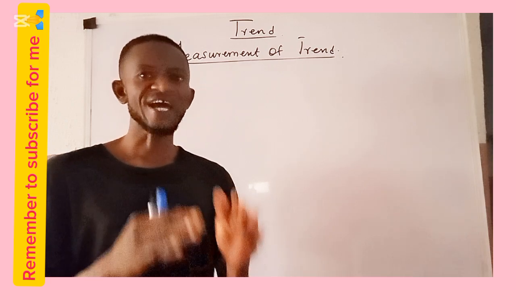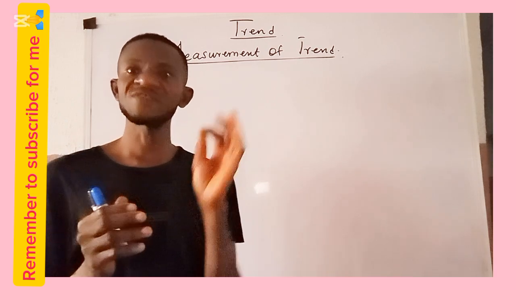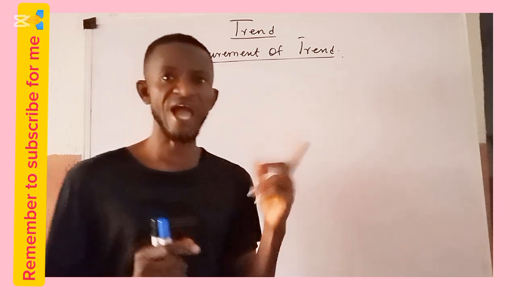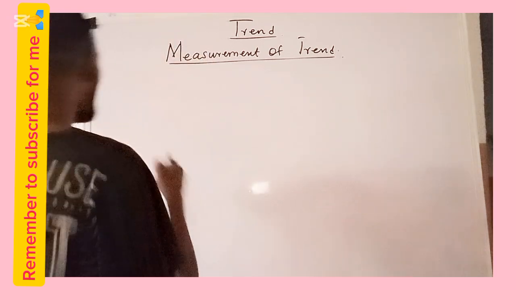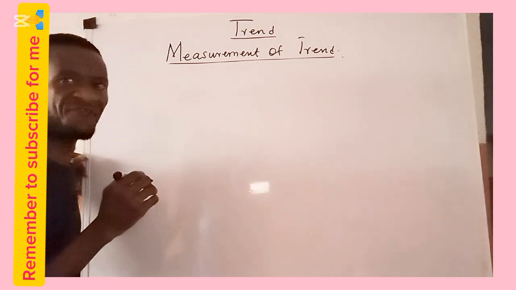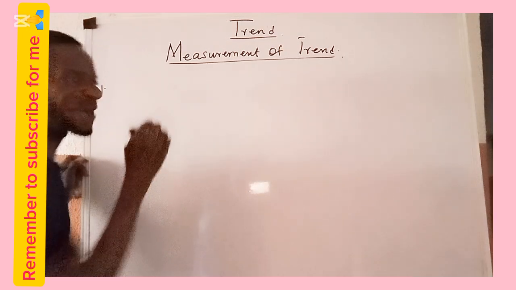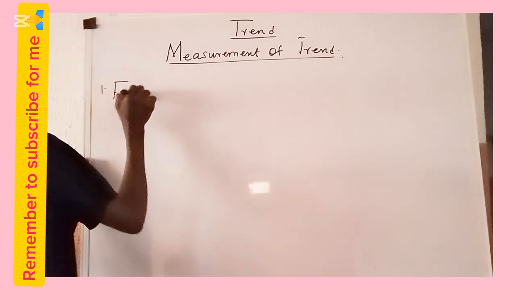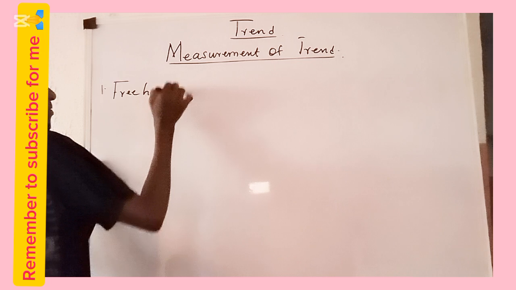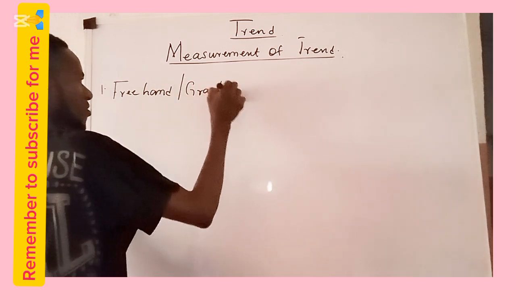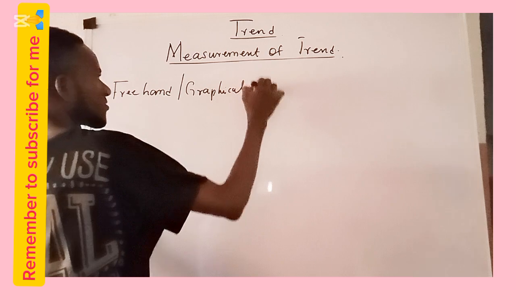There are various ways through which trend can be measured. Number one is what we call the freehand or graphical method.